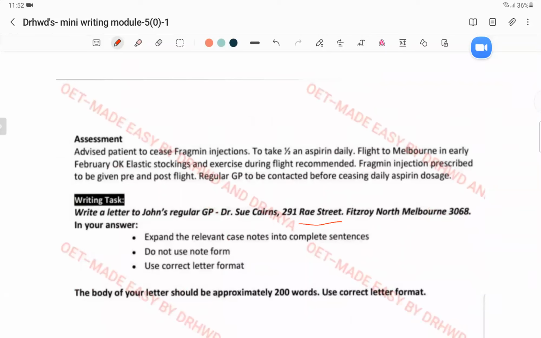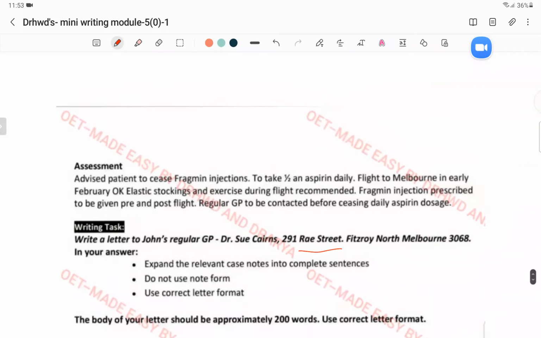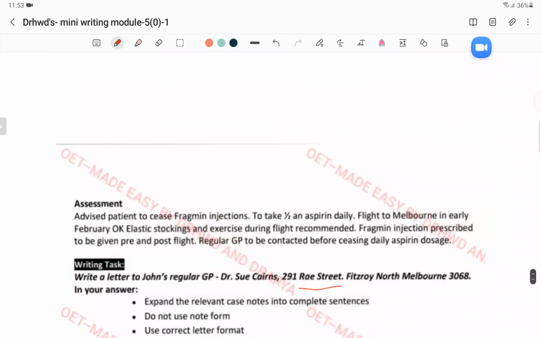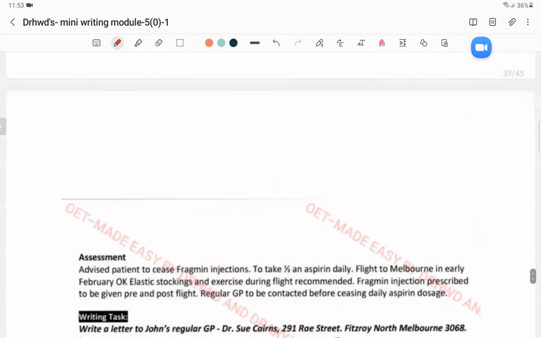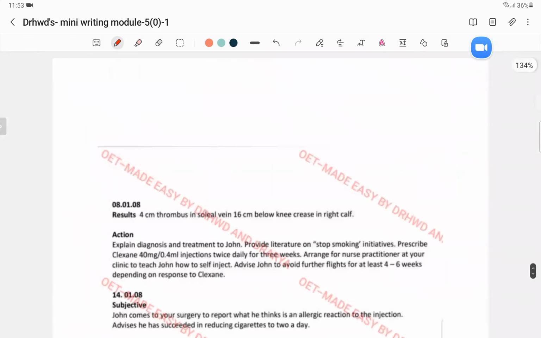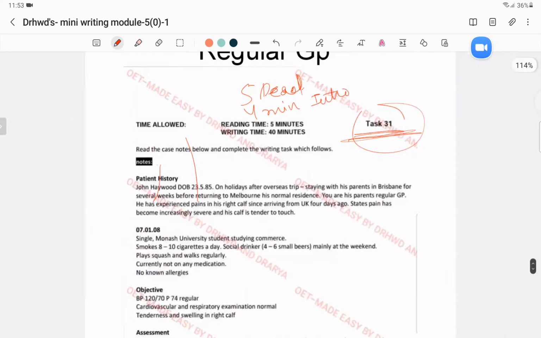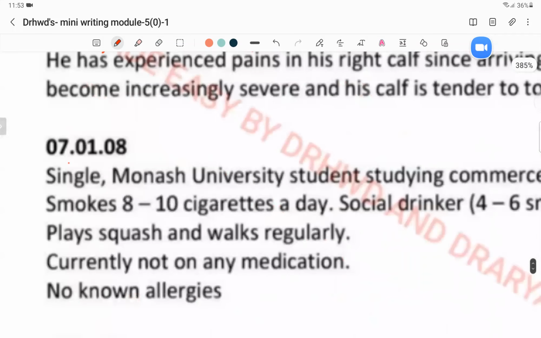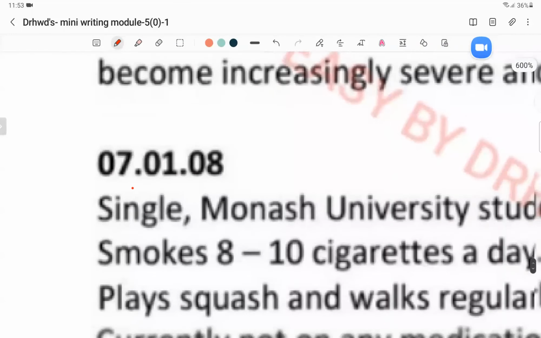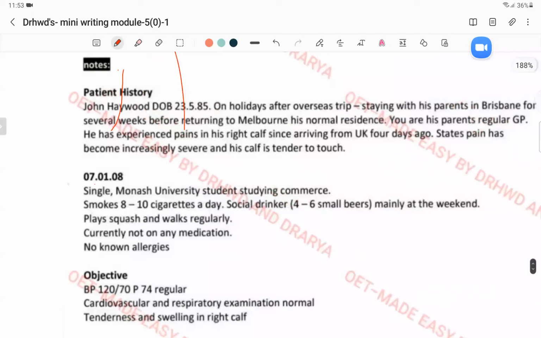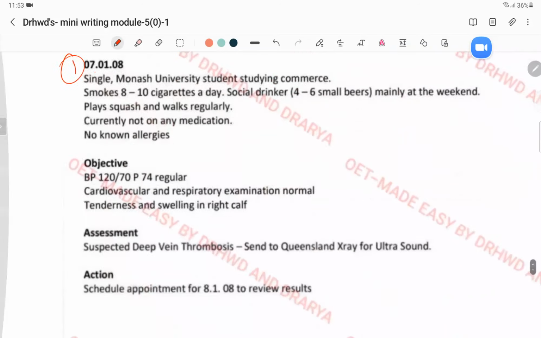Advise patient to cease fragmin injections, take half an aspirin daily, flight to Melbourne early February, elastic stockings and exercise during flight recommended, fragmin injection prescribed to be given pre and post flight, regular GP to be contacted before ceasing daily aspirin dosage. Why do we read it? Because we just want to see the patient stable, right, guys? I know I'm going fast, but because you have to pick up. Now this is the first visit, right? After you've read the plan and the assessment, you read the visits, right? So this is the first visit.